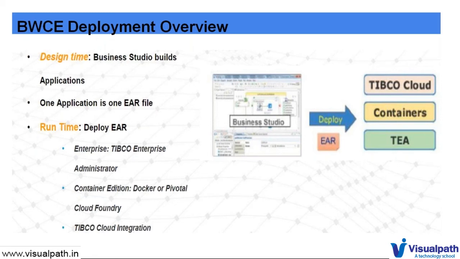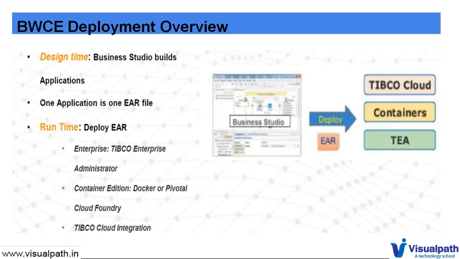So it was not there in BW6 before the 6.5 version, and BWCE before the 2.4.5, I think, or 4.2 version. So initially, what we had in BW6 was, when you create the project, it will give you only one target for deployment, that is the TEA. And BWCE, it would give you only one target for deployment, that is the cloud.